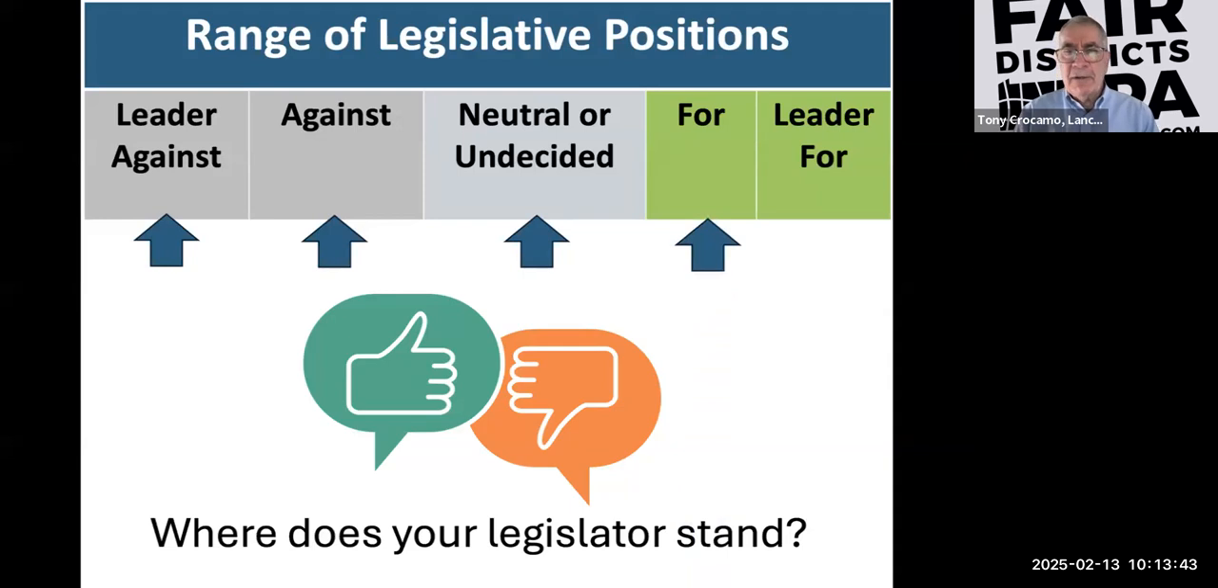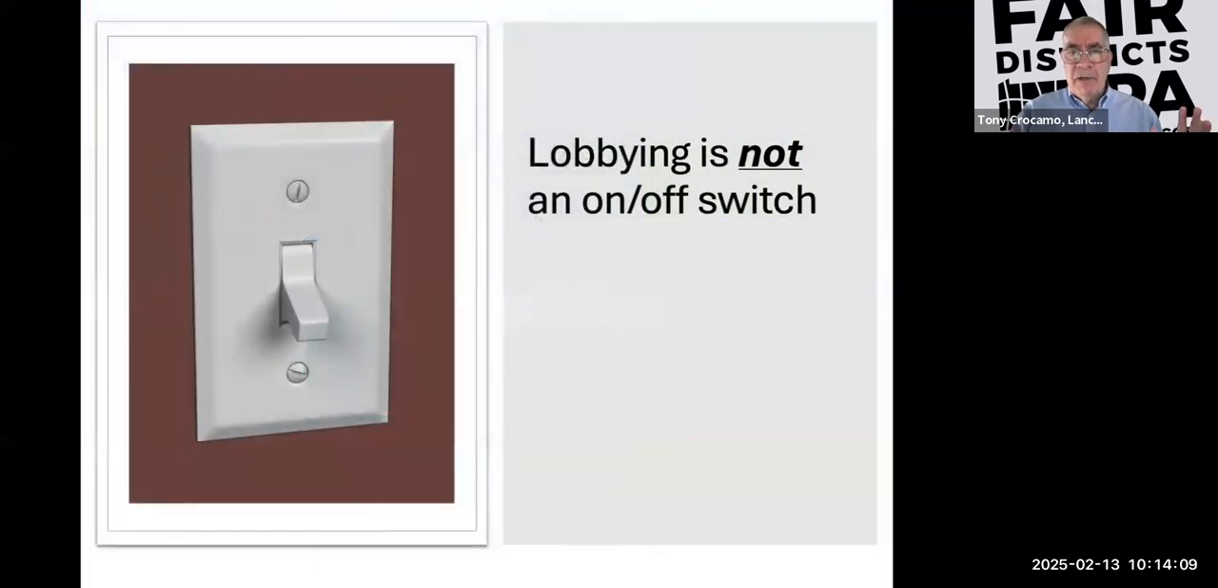Then you have the legislators who co-sponsored it, but they aren't really involved. They haven't put it in their newsletter, and they haven't made any statements about it or tweeted about it. And then you have the leader who is for it, like the primes we have on our legislation. They're actively working for this, and they don't care who knows about it. So those are the ranges. And when you're talking to that range of people, lobbying is not an on-off switch.